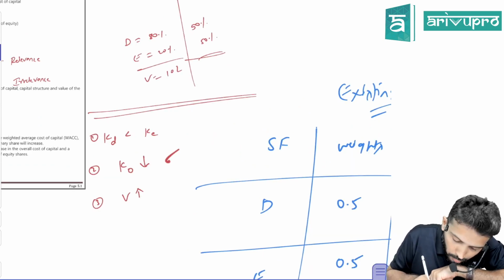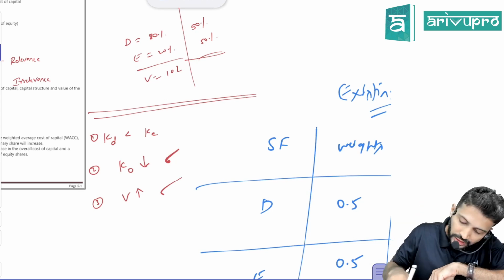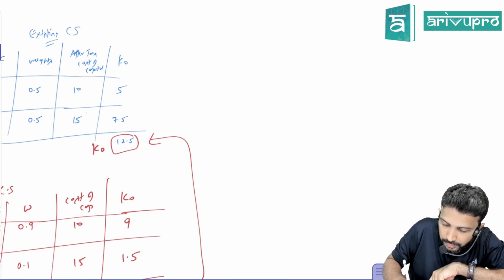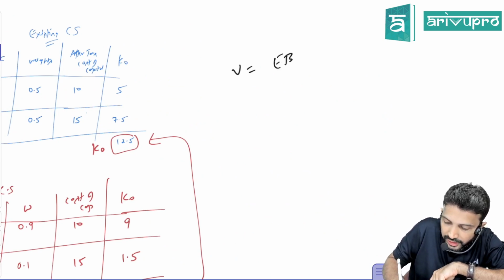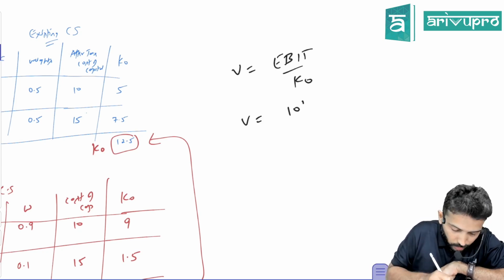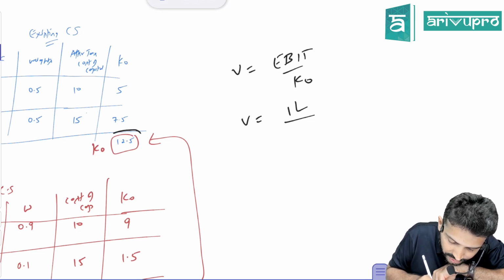Okay, sir, if overall cost of capital reduces, the value of the firm will increase. Let's calculate that also with the help of the same numbers. How do you get the value of the firm? Just now we learned EBIT divided by K. Let's say EBIT was 1 lakh rupees.